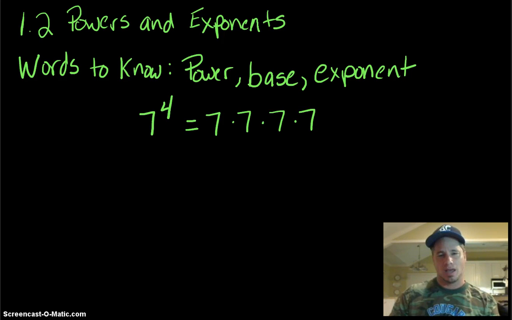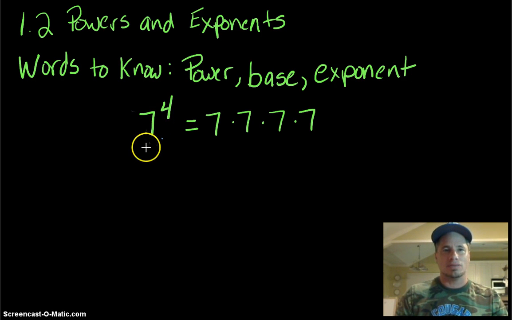We're going to talk about powers and exponents. This is section 1.2, and there are certain words we need to know. With every section, there are words that we will need to know. So the three words we need to look at today are power, base, and exponent, and these are illustrated for us in this example. So if we look here, I see 7 to the 4th power.